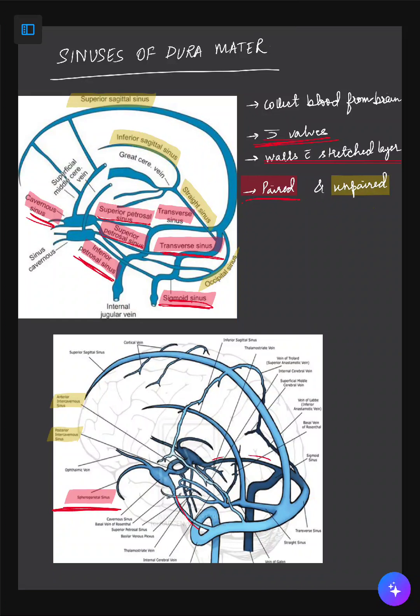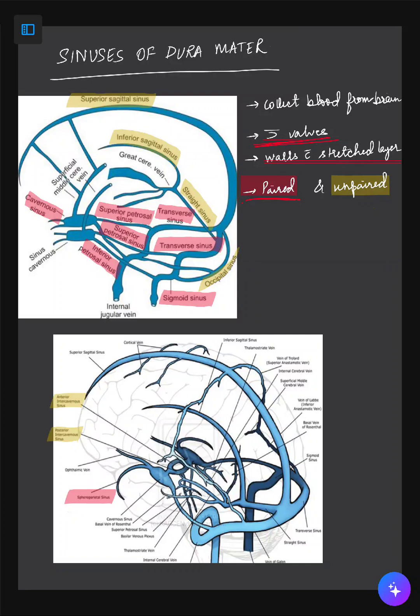Now which are the unpaired? Unpaired are superior sagittal sinus, inferior sagittal sinus, straight sinus, occipital sinus, and anterior and posterior intercavernous sinus. Now how does it work? See, superior sagittal, just wait a minute, I will erase this so it will be easy.